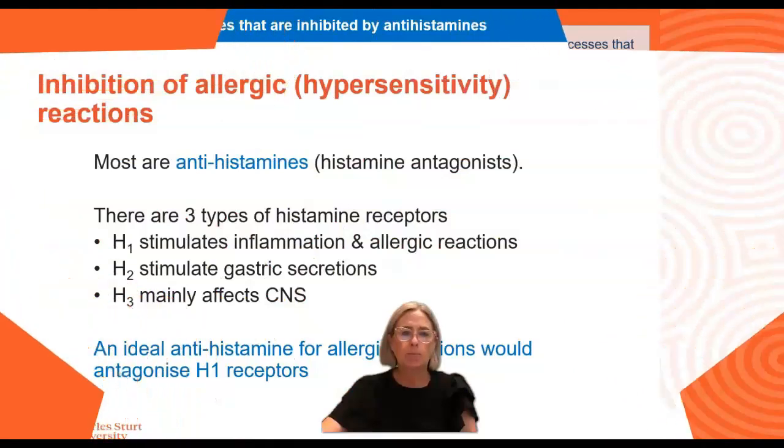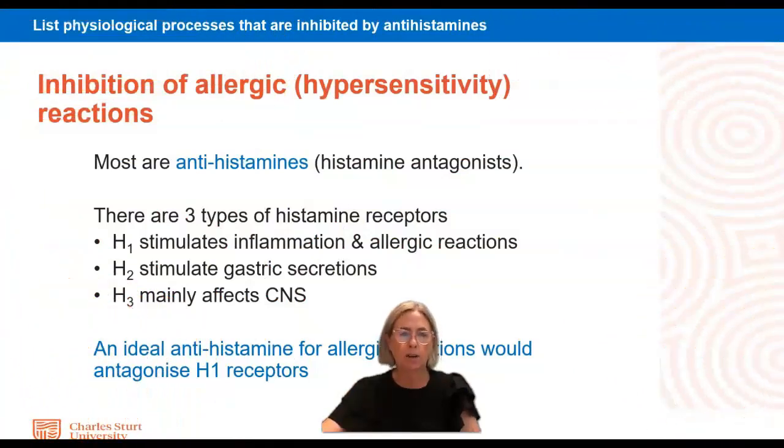So when allergic hypersensitivity reactions are inhibited, most of this is done using an antihistamine, for example, brand names such as Claritin, right? And these antihistamines are histamine antagonists. So we should all know what that means at this stage. It means that these are drugs that bind to the histamine receptor to cause it to assume its inactive state. So they antagonize the activity of histamine by preventing histamine from binding to its receptor.